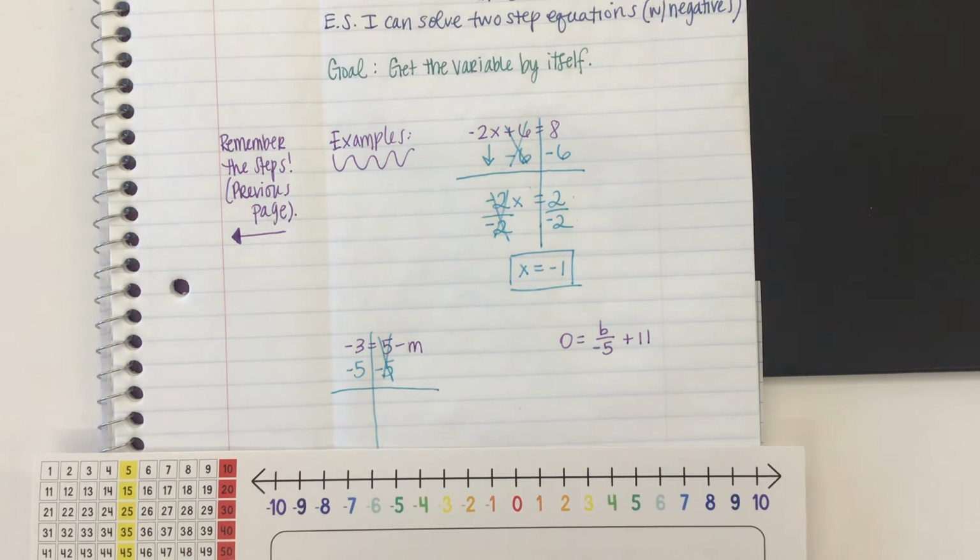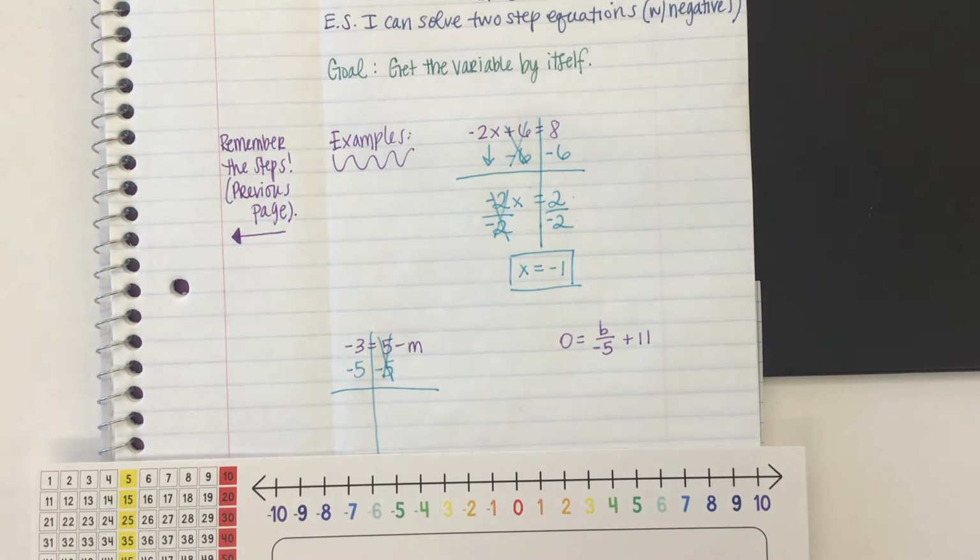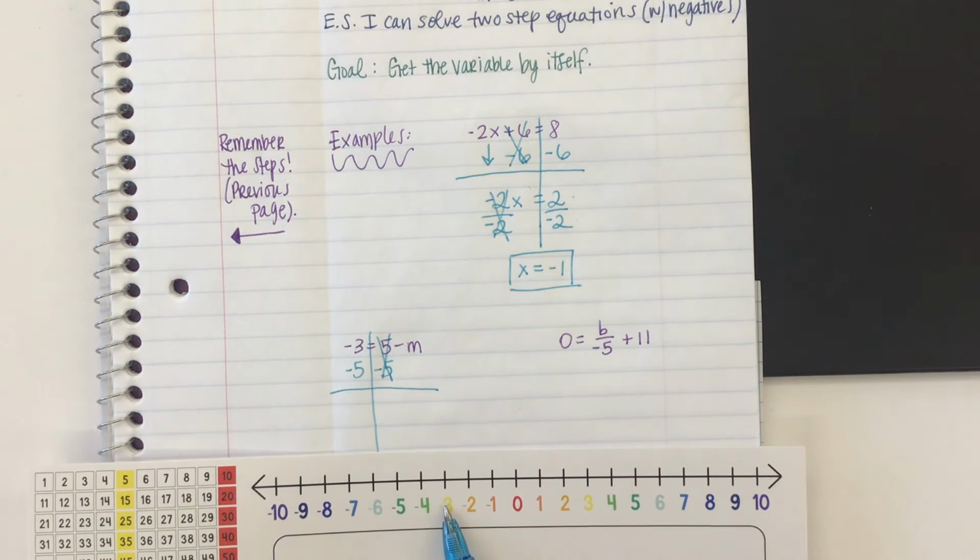Now, remember, when you subtract, that means you go to the left on the number line. You would start at -3, okay, and it's -5, so you'd go left 5. 1, 2, 3, 4, 5, you would land at -8.